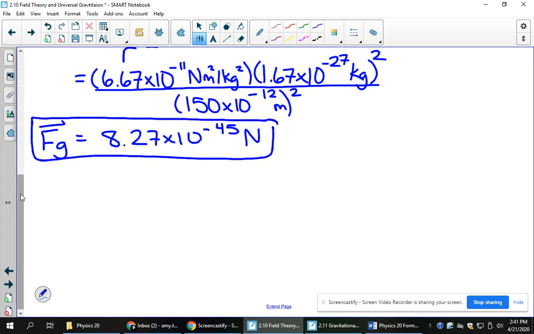All right, so after putting everything in my calculator, I come up with a force of gravity of 8.27 times 10 to the negative 45. And since it's a force, all forces are measured in newtons.